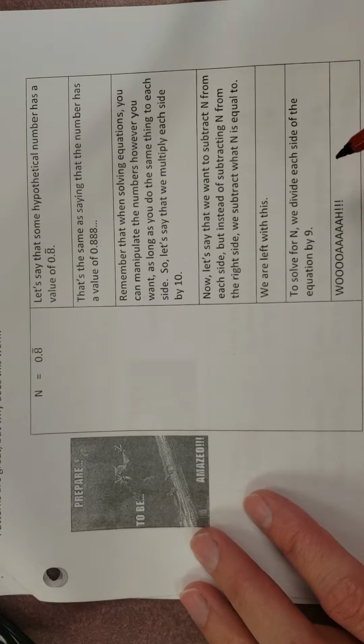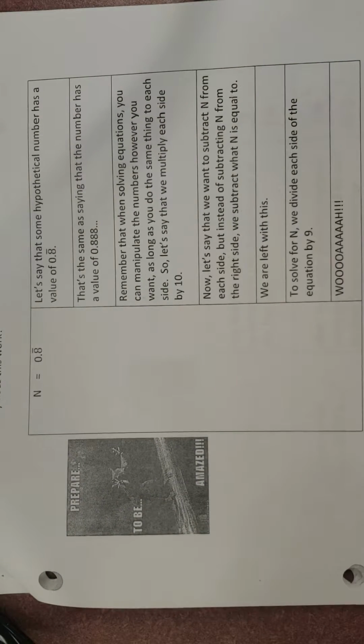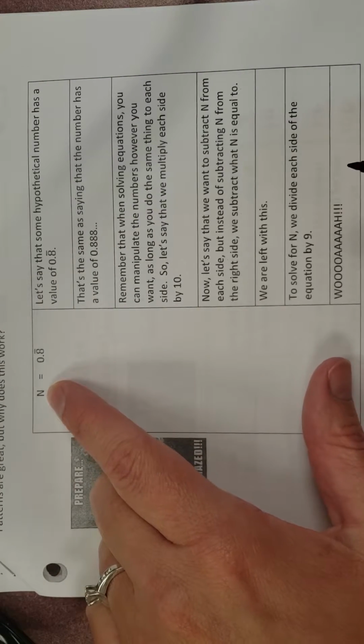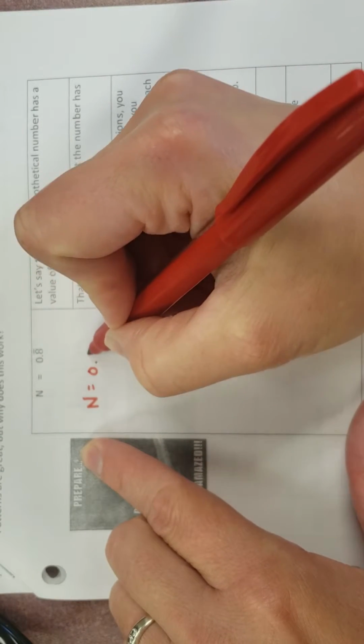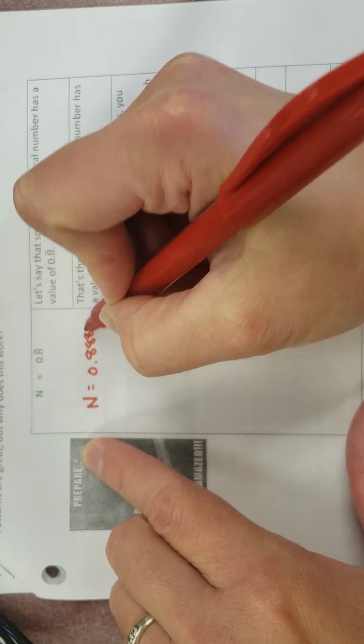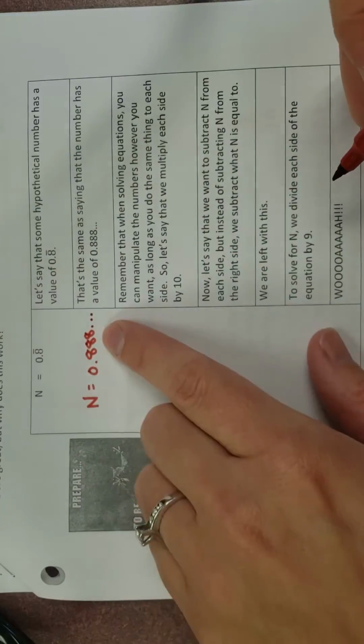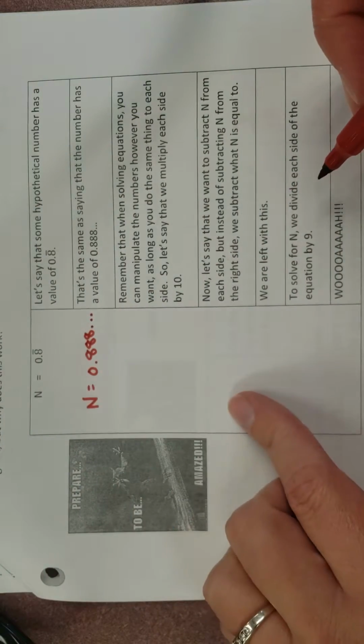To do this justification, we're going to be using an equation. You might be somewhat familiar with equations, where what you do on one side of an equation, you must do to the other to keep it balanced. So let's say, hypothetically, we have a number represented by n, and it is 0.8 repeating. Now we have learned that that could also be represented like so, right? It means the same thing, just a different way to write it.